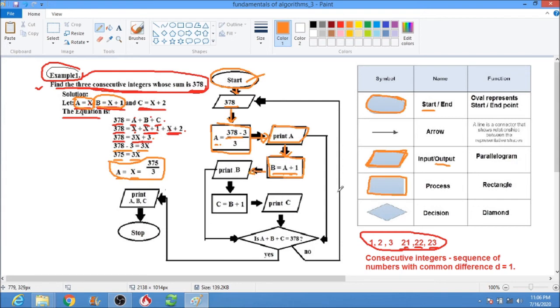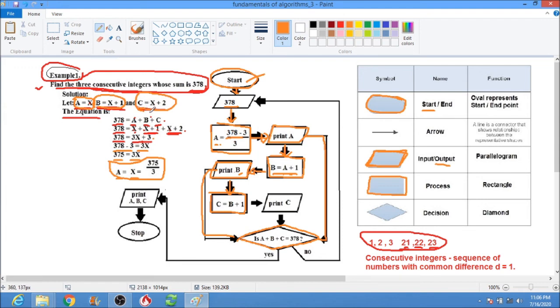We have another output, your parallelogram. The output is B, so print B and go to your decision, your diamond shape. For A, print and go to your diamond shape. The next, B, print B, then another arrow, and then another process, the rectangle, where we solve for the value of C.